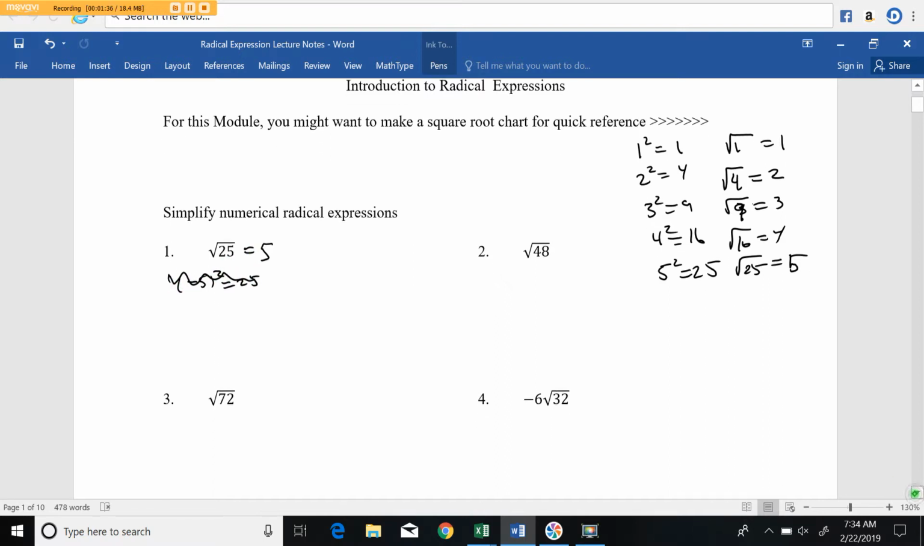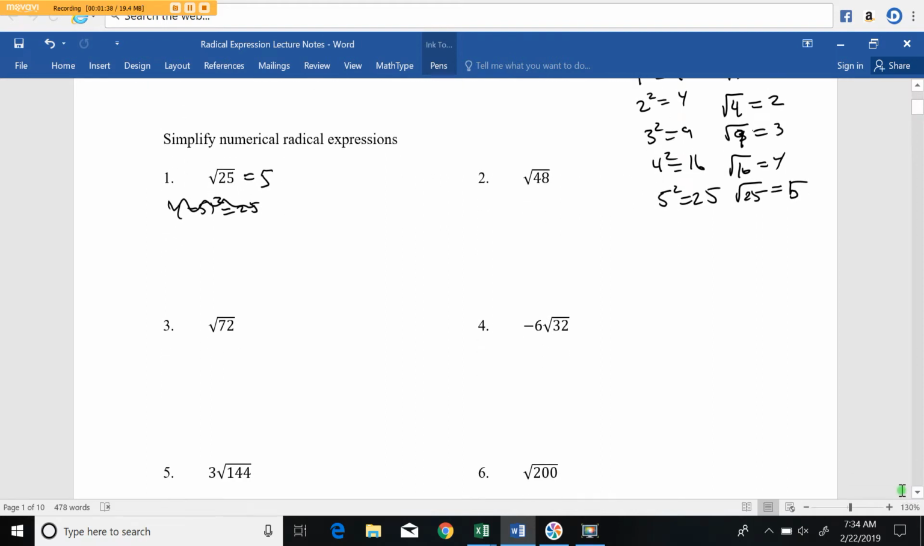All right. Moving on down, and what I'm going to do is I'm going to do the odds here, and I'm going to save the evens for exercises to the reader here, or the video watcher here. So we're going to take a look at this one, square root of 72. Continuing on here, 6 squared is 36, 7 squared is 49, 8 squared is 64, 9 squared is 81. You'll notice that 72 falls between 64 and 81. 72 is not a perfect square, so we're not going to get a nice integer deal here like the 5.